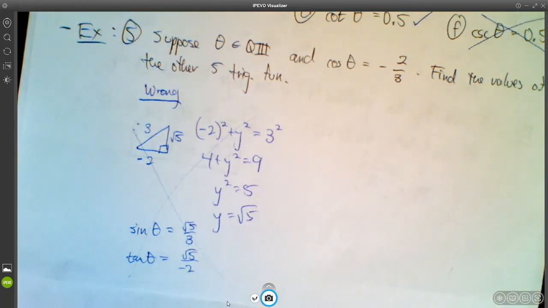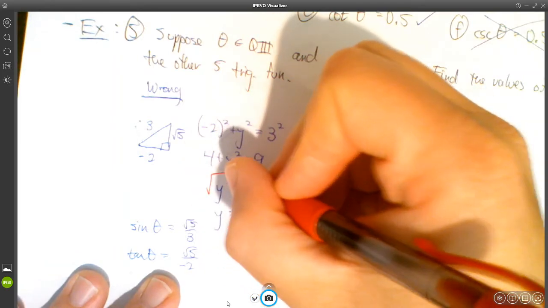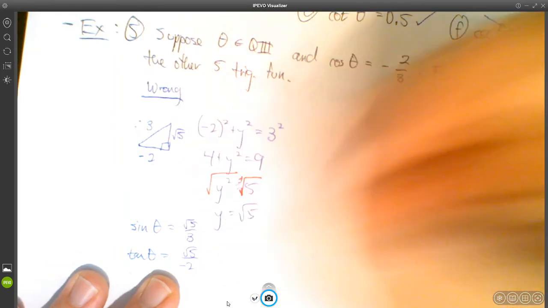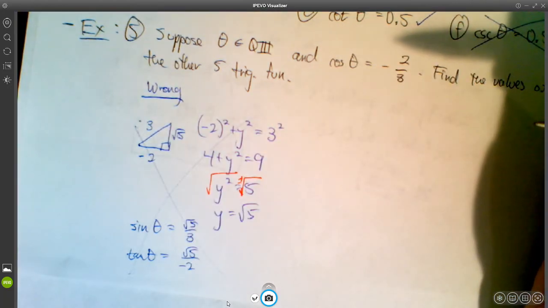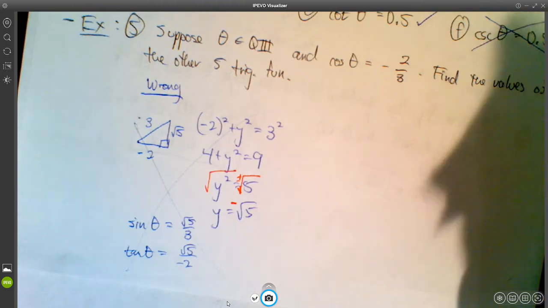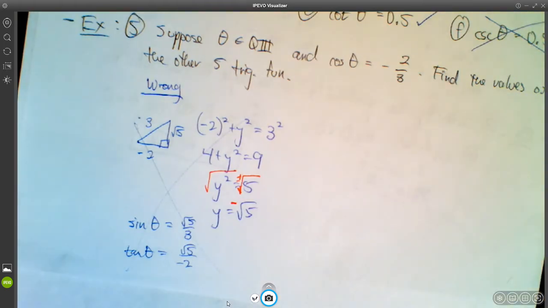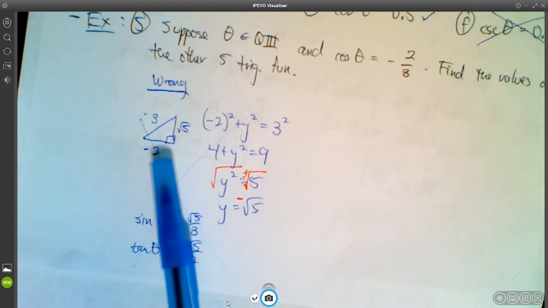Because when you get to this step where you're taking the square root, remember that you have to have the plus or minus sign. So you're going to get y equals plus or minus the square root of 5, and you have to make a decision. Is it going to be the positive square root of 5, or is it going to be the negative square root of 5? And in this case, you should choose the negative square root of 5. And you can't tell that by drawing this picture, right? So this picture is no good.